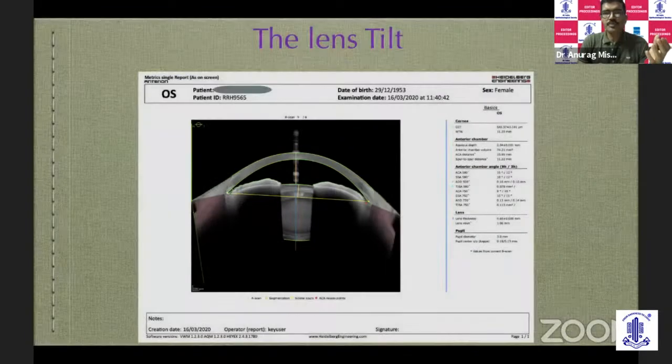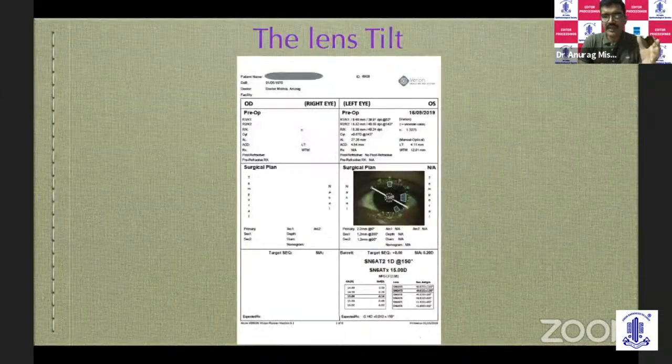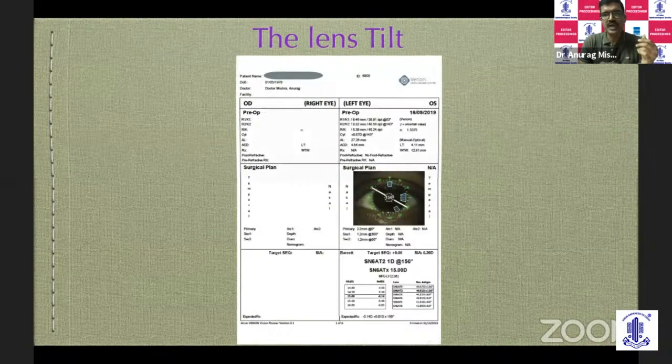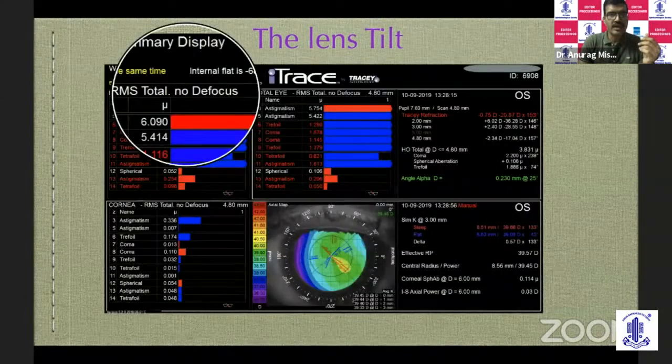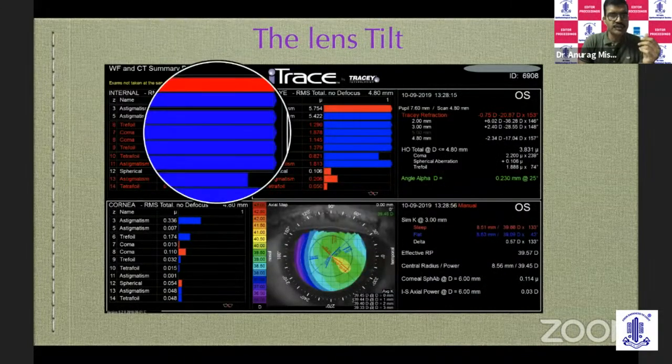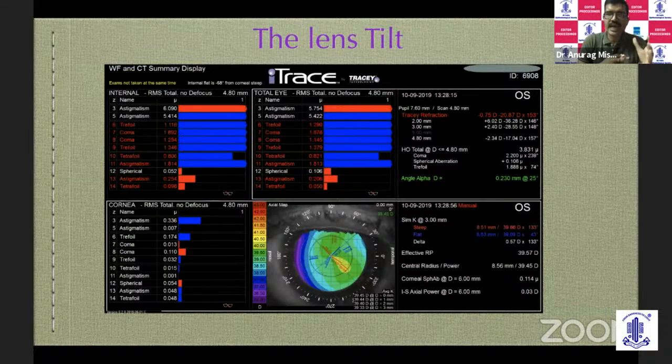The lens tilt can also be found out with the eye trace. This was one patient wherein the Variant showed us a T2 to be implanted, but when we subjected the patient to eye trace reading, as you can see on the internal plane, all the higher order aberrations are grossly elevated. The cornea is doing fine, but on the internal plane, all the higher order aberrations are elevated. This happens when there is a lens tilt. So we went back and decided against putting in a toric implant in this particular case.